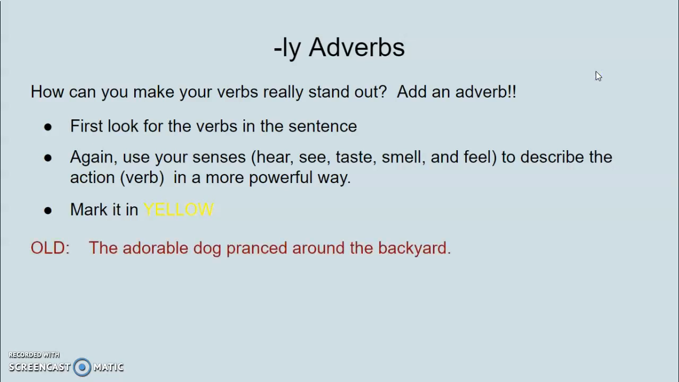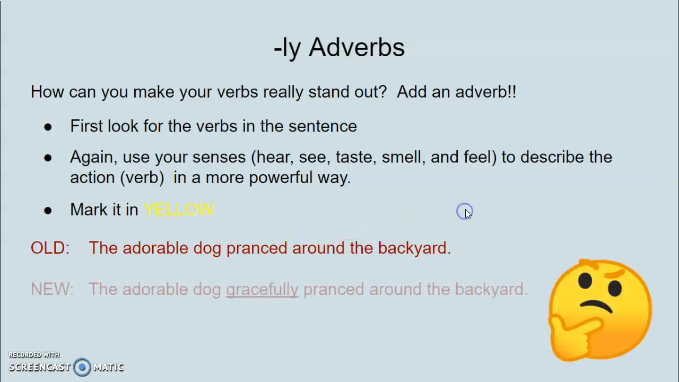So let's take a look at an example. So again, I stuck with my same sentence. The adorable dog pranced around the backyard. So I look for my verb. In this case, my verb is pranced. So I want to ask myself the question, how did they prance around the backyard?